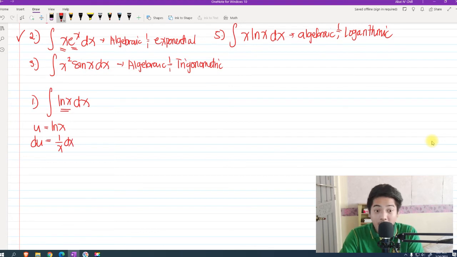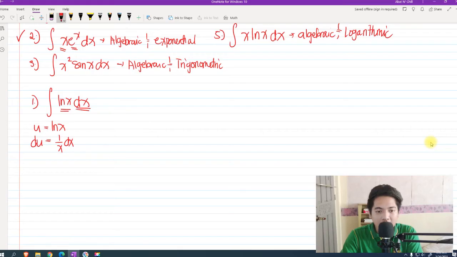Recall our formula. When we get the derivative of an ln, we use the derivative of the whole function in the numerator, and then copy the same function on the denominator. So the derivative of ln of x is 1 all over x. The remaining functions inside the integral should be copied by dv. We have 1 here, that's an algebraic, so we have dx here. If we integrate both sides, we get v equals x.